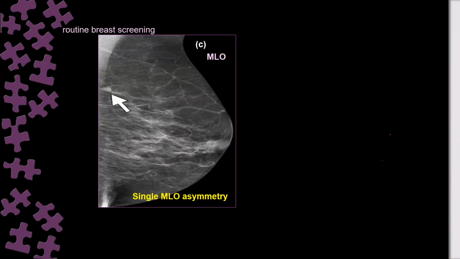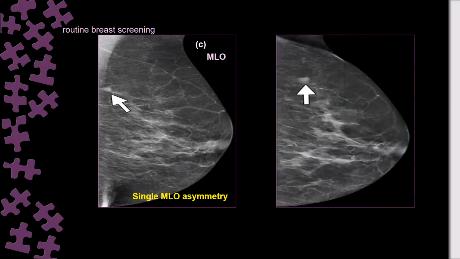Yes, this case. This is a mediolateral oblique, and I said extended lateral. How do I know it is an extended lateral from CC in this view here? Why? Because I told you here, this is a single MLO asymmetry. So the CC view is not shown, but I have given you the information. I told you this is a single MLO asymmetry.